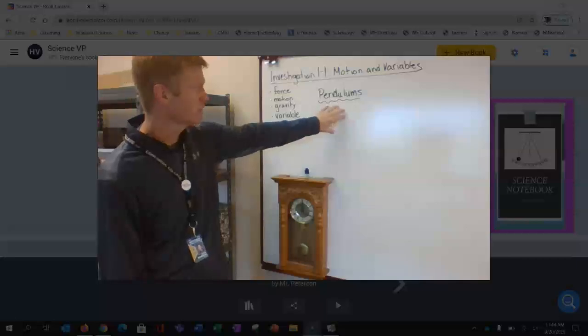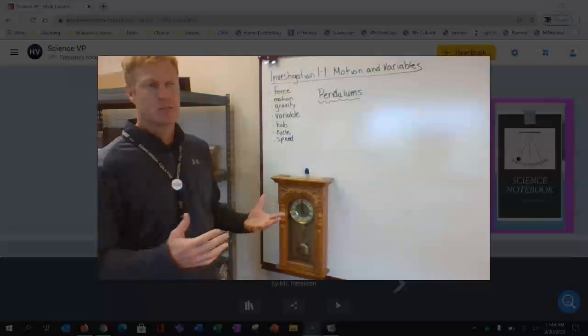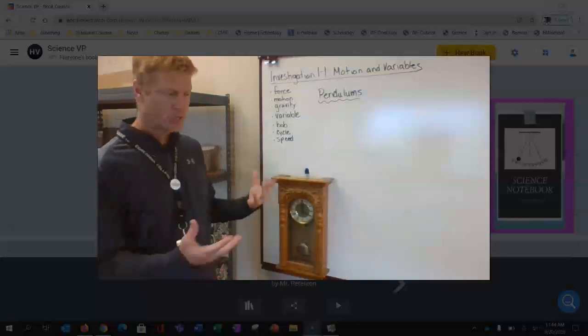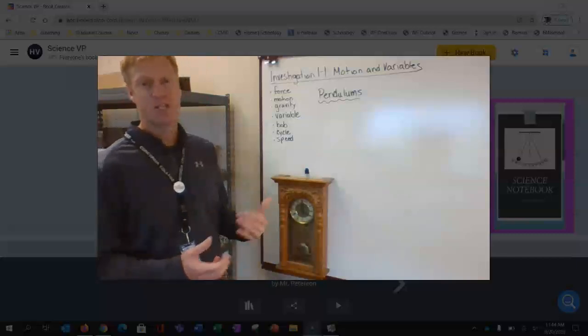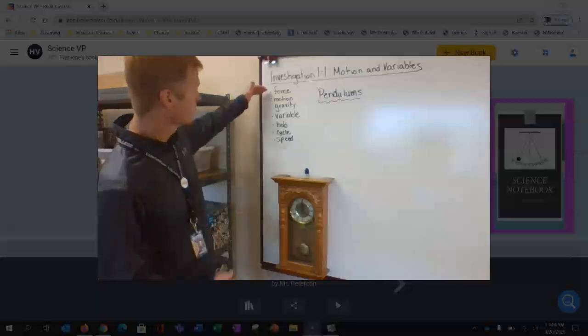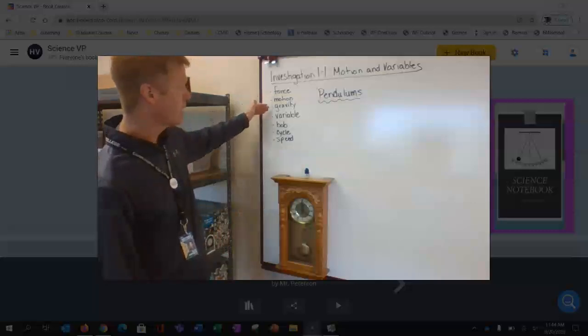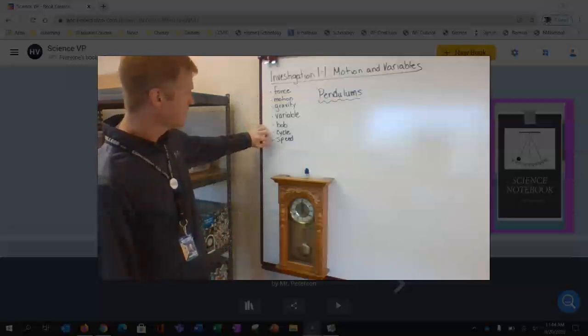I'm going to be teaching you a little bit more about Investigation 1-1, motion and variables. What we're focusing on is pendulums. We like to start with pendulums because it's an easier way to introduce a lot of the key vocabulary words about physical science. Some of the words that we need to be familiar with are force, motion, gravity, variable, speed.